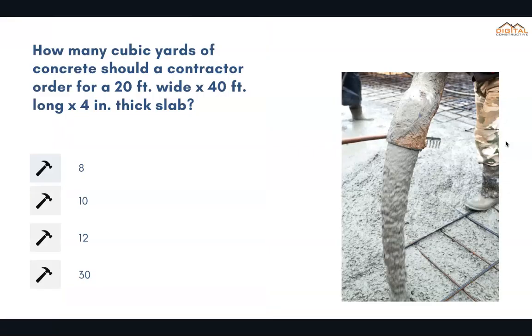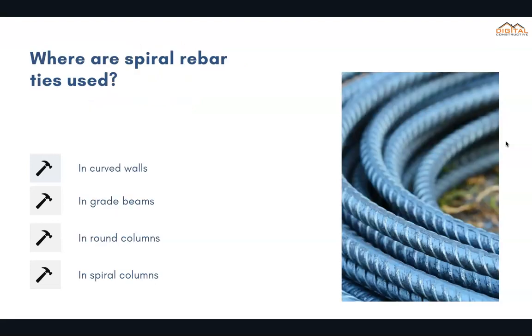We're taking a quick look at a few C-8 concrete contractor license exam questions. How many cubic yards of concrete should a contractor order for a 20-foot wide by 40-foot long by 4-inch thick slab? The correct answer is 10.